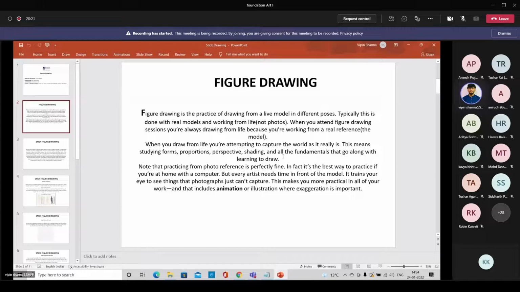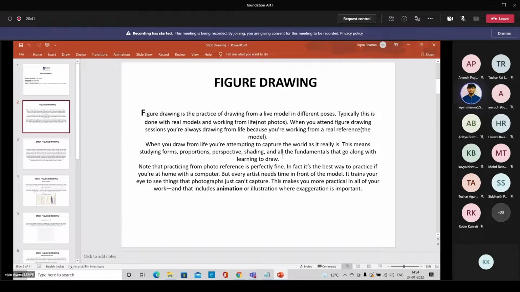Studying form means the body form, right? Proportions, where what proportions can be. Suppose a child and his father are standing together. So how exactly do you make your proportions better, right? Perspective means the distance. Shading means creating volume with pencil, and all the fundamentals that go along with learning to draw.